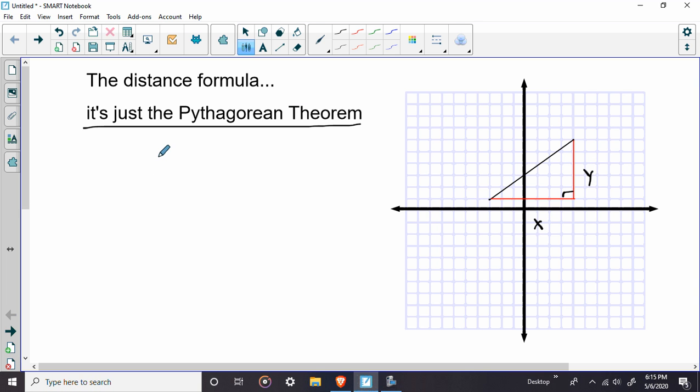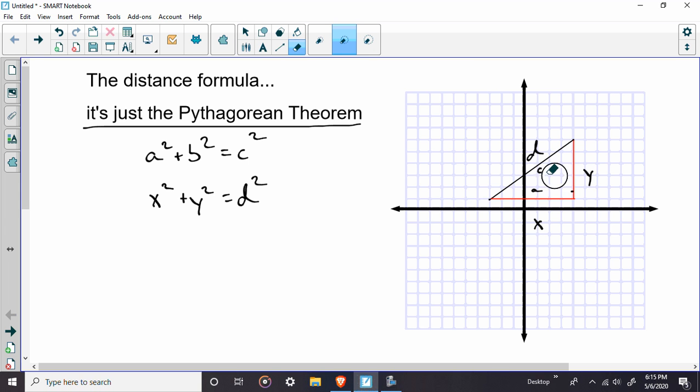So we know the Pythagorean theorem is a squared plus b squared is equal to c squared, right? So we know that a and b have to be the two small sides, and c has to be the longer side, okay? All we're saying, though, in this case is that we're not going to call them a, b, and c. We're going to call them x, y, and d, right? So really what the distance formula is going to tell us is that x squared plus y squared is equal to the distance squared, okay?